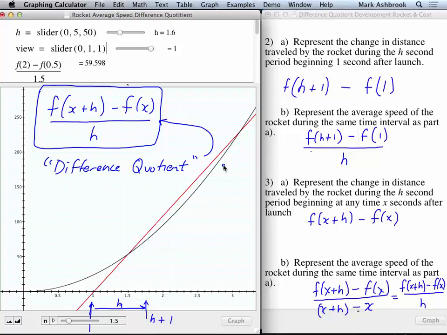And when we have distance and time as our two quantities, what type of value does the difference quotient calculate? Average speed, right? So that will give us average speed. When distance is your y quantity and time is your x quantity, that difference quotient will give average speed.